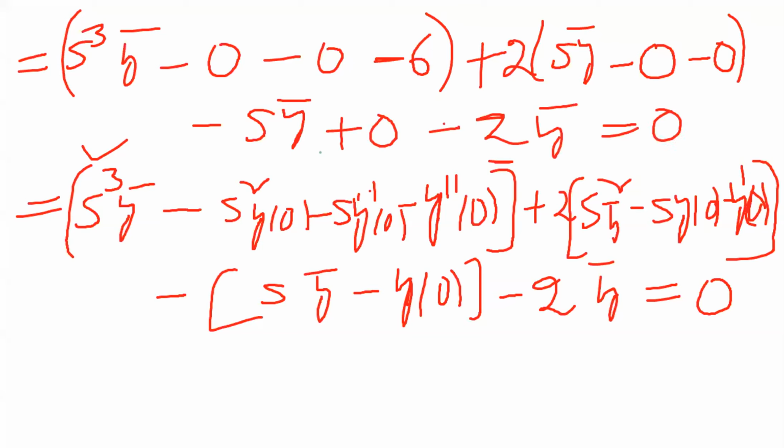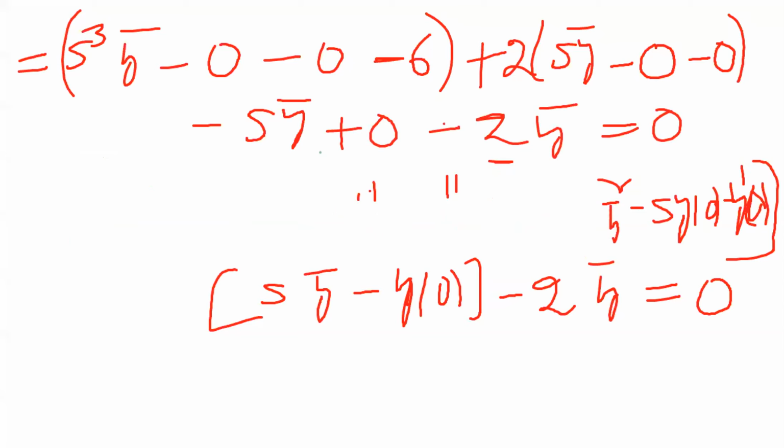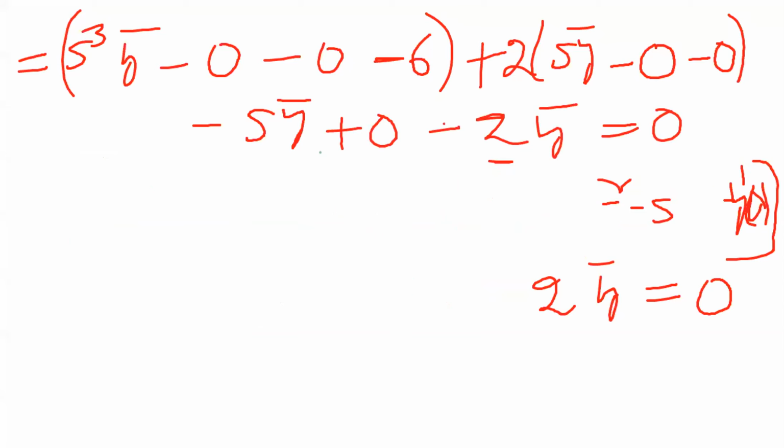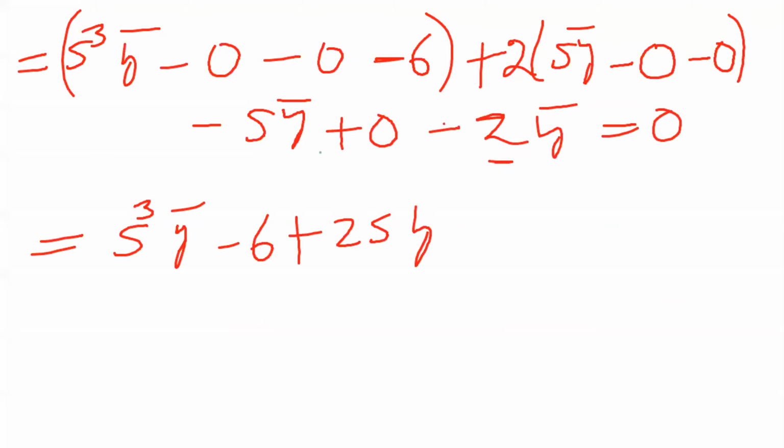This is the resulting value after substituting the initial condition into the equation. We have to simplify this equation. After substituting the initial condition, we have to simplify: s cube y bar minus 6 plus 2s square y bar minus s y bar minus 2y bar is equal to 0.